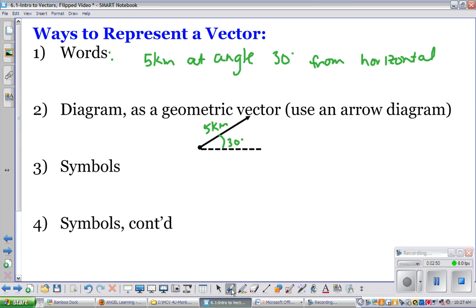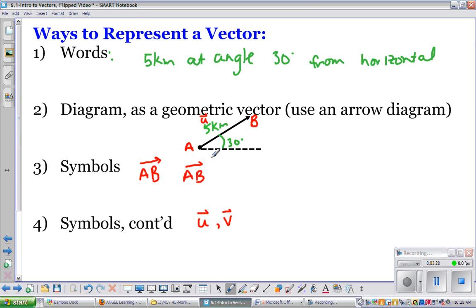We could also represent it with symbols, so I'll do the symbols in red. That would be calling this vector AB. Because we're looking at a vector, we draw an arrow. Some people do full arrows, and you can also draw just half the arrow, and it will mean the same thing. If we label A here and B here, that would be representing it using symbols. Another symbol, if you wanted to label the entire vector, would be a letter such as U or V, labeling it here as U.